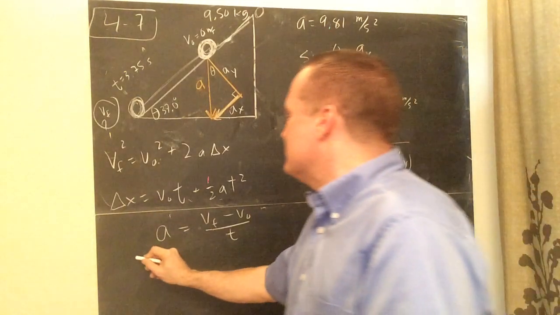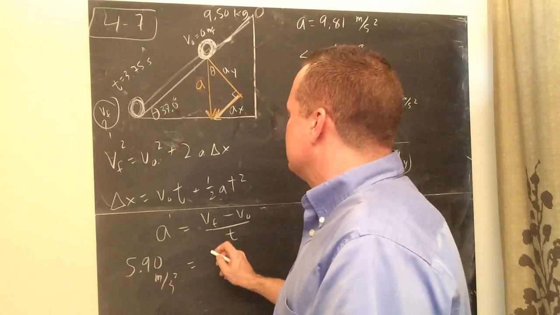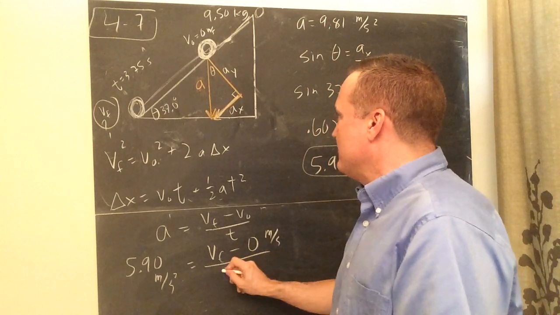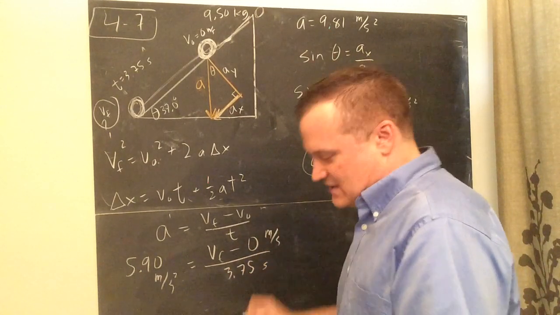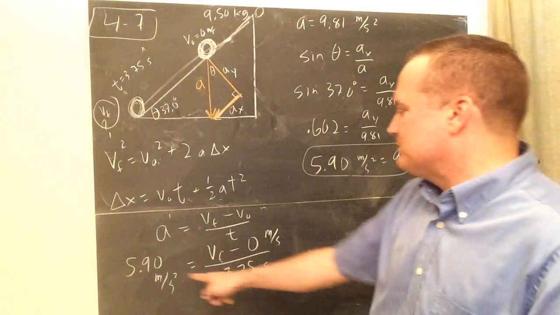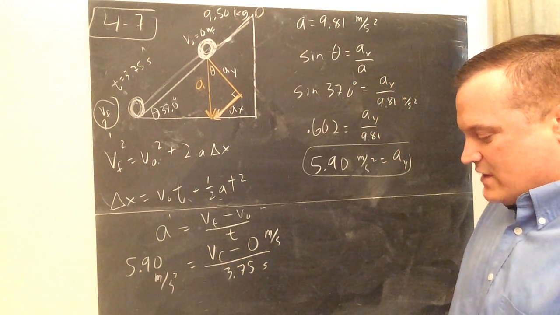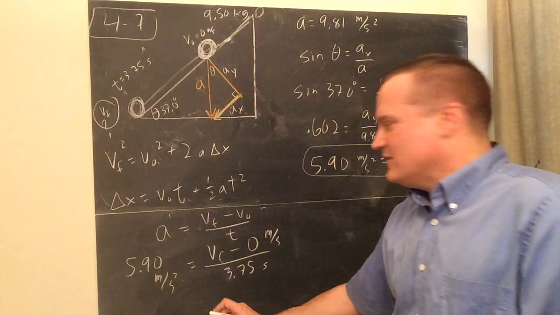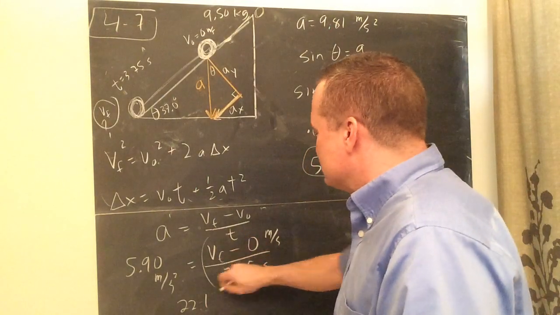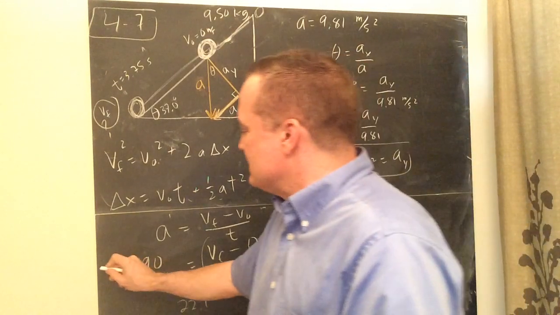So I'm going to plug that in right here. 5.90 is equal to, we don't know the final, but we know the initial was 0 meter per second, and the time was 3.75 seconds. Make sure I did not pick any wrong numbers in there. Okay, so all I got to do is multiply this times it, and that's it. 5.90 times 3.75 is 22.1. I don't really show you the math of all this, but in case you need to see, this times 3.75 equals this times 3.75.